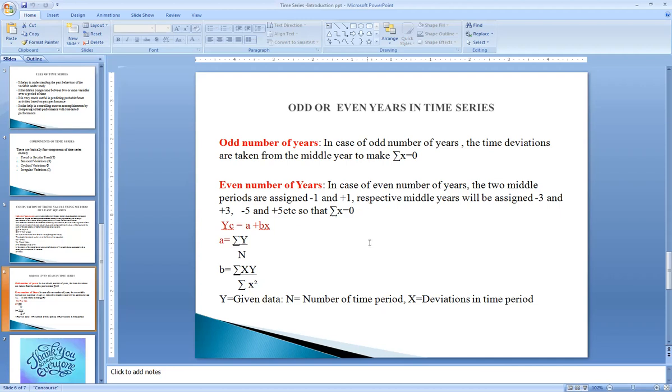So this is how we take the deviations from the x values, that is, the number of years. Therefore, we have to follow this equation: the trend value Yc equals a plus bx. The value of a is calculated by sigma y divided by n, and the value of b is calculated with the help of sigma xy divided by sigma x square. Y is the given data in the question, n is the number of periods, and x is the deviation in time.